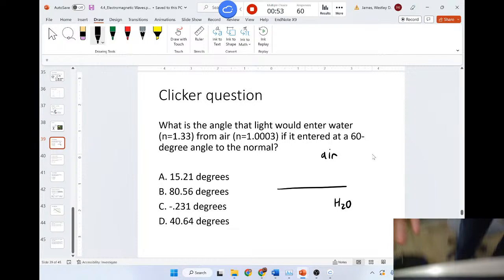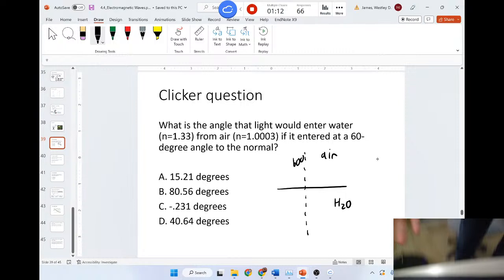It enters at a 60-degree angle. It's asking what the exit angle is. It enters with a 60-degree angle. That's pretty clear. It says it entered at a 60-degree angle. I can't really make that much more clear. What angle is it going to exit with?